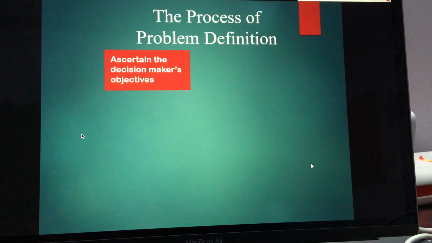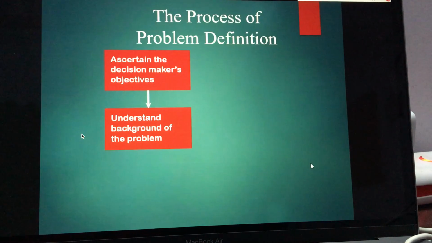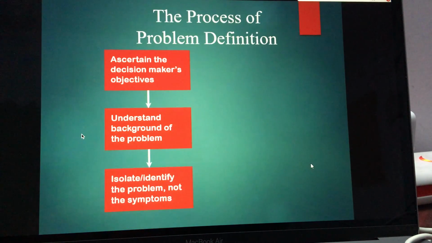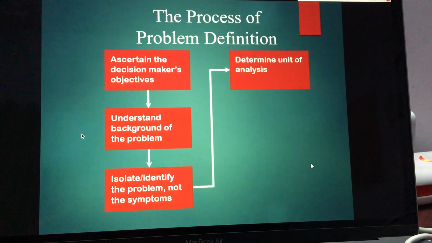You start with the decision maker's objective. You understand the background of the problem. Make sure that you identify the problem, not the symptoms. And once you identify the problem, you determine the unit of analysis. And in certain research, you will have more than one unit of analysis.